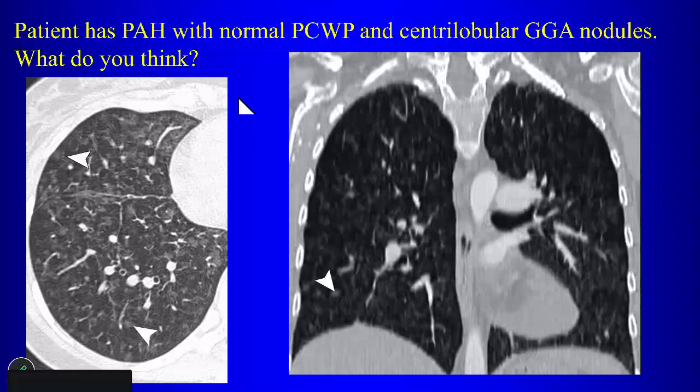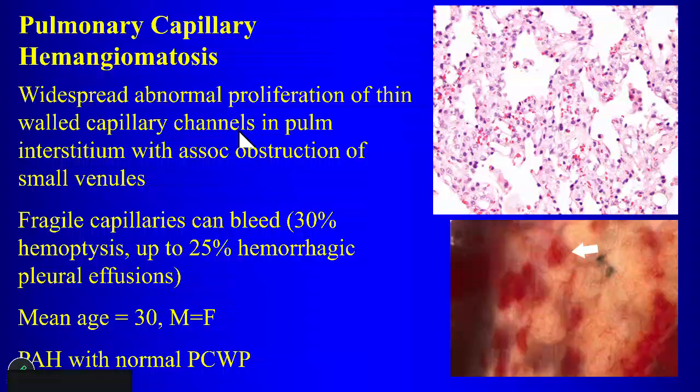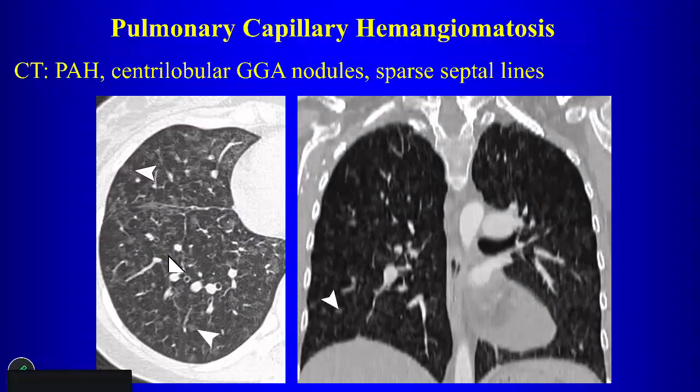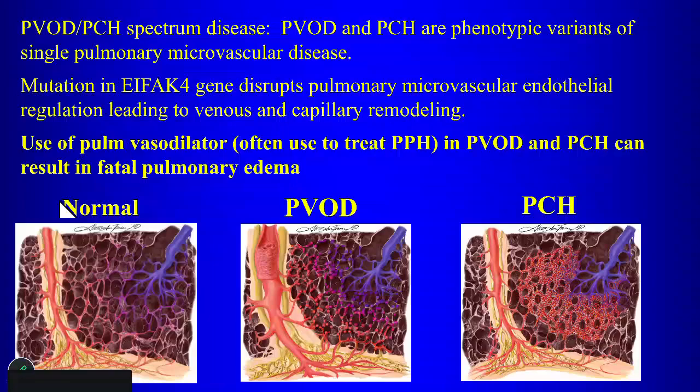What is this disease? This is pulmonary capillary hemangiomatosis, proliferation of the pulmonary capillaries. Another rare disease, this also results in pulmonary artery hypertension with normal pulmonary capillary wedge pressure. So you might see big pulmonary arteries, but the centrilobular ground glass opacities represent areas of petechial bleeding because of the proliferation of the pulmonary capillaries. So centrilobular areas of ground glass associated with pulmonary artery hypertension.